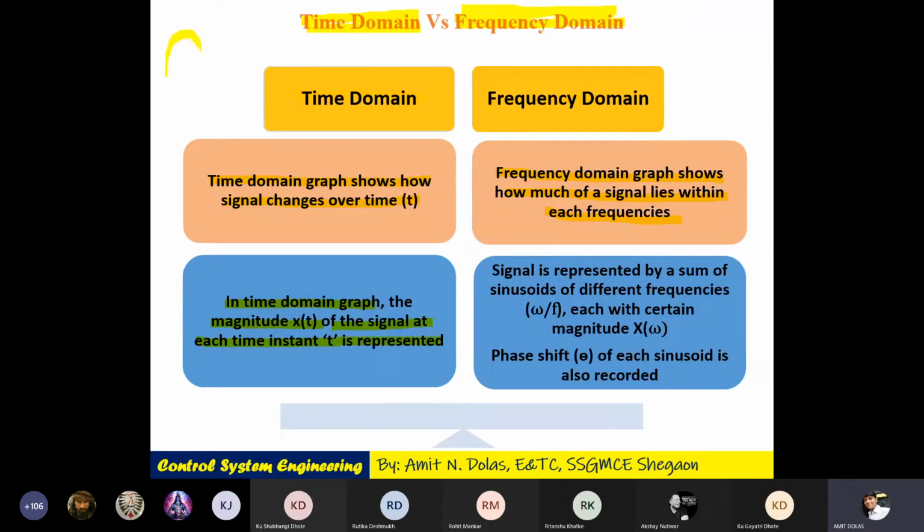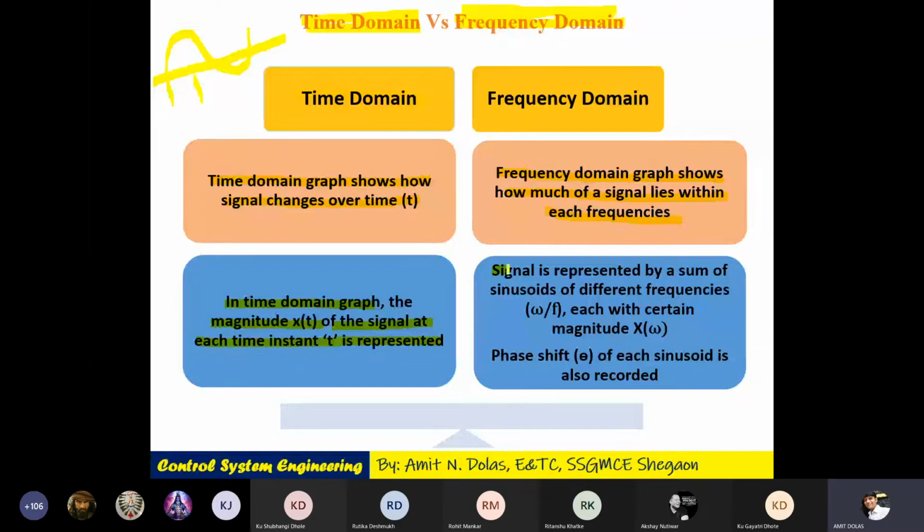You know what a sinusoidal wave is? Of course, this is the sinusoidal wave. It shows what the amplitude is at 0, what it is at pi by 2, what it is at pi, what it is at 3 pi by 2, likewise. So at every instant we get the magnitude.